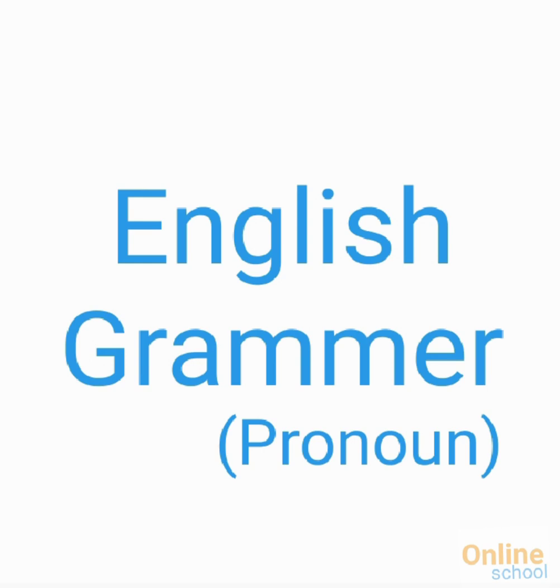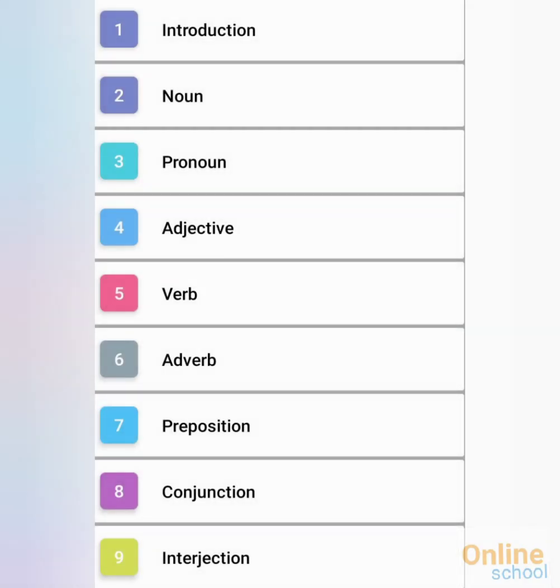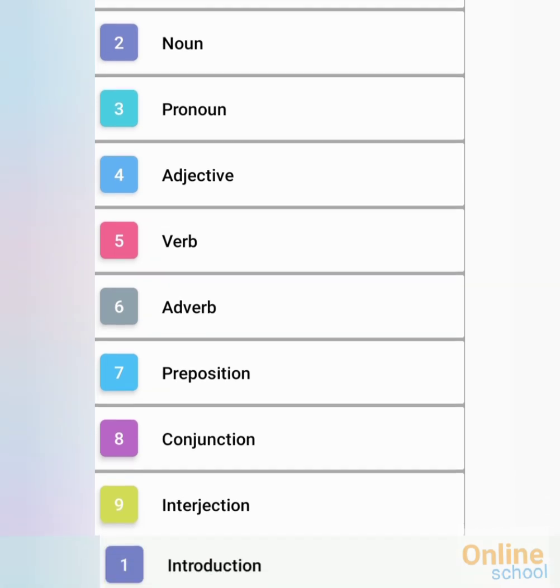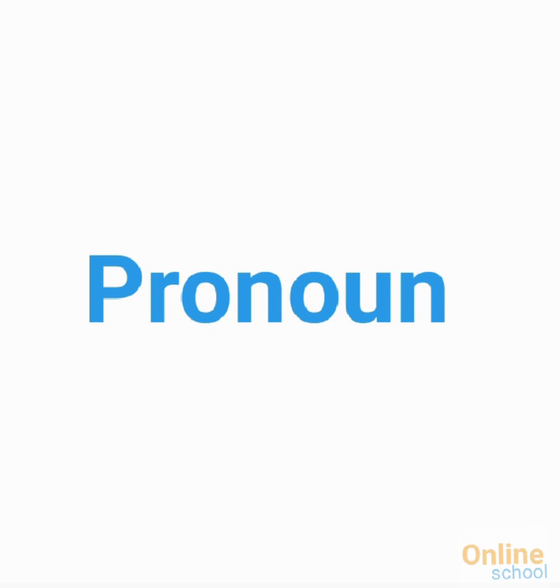I am also well. To learn English grammar, we have to know parts of speech, phrases, clauses, singular, plural, tenses, degrees of comparison, simple, compound and complex, active voice and passive voice, articles, preposition, interjection. So we have to learn about noun, pronoun, adjective, verb, adverb, preposition, conjunction, interjection. In this video, we will learn about pronoun.